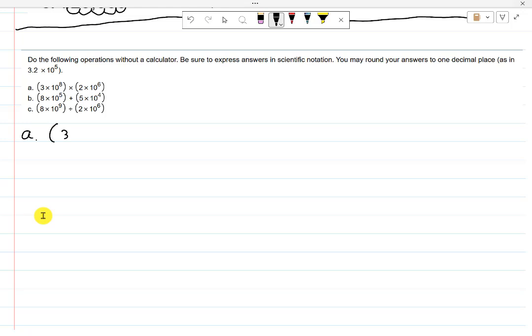We have 3 times 10 to the 8th, and we're multiplying that to 2 times 10 to the 6th. Now, multiplication is commutative. That means I can do 3 times 2, and then I can put the powers of 10 in the back.